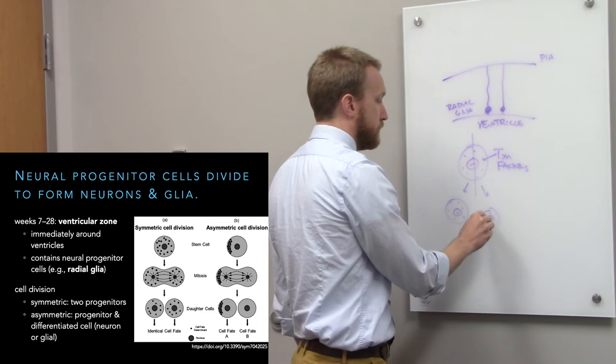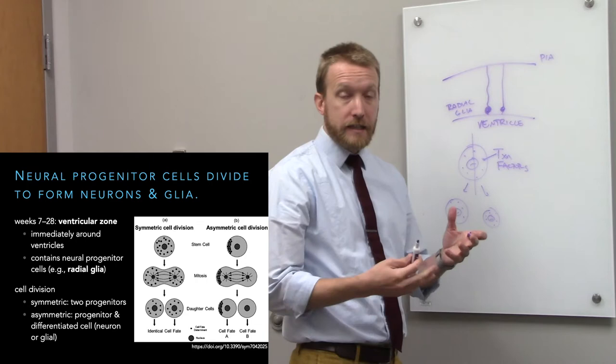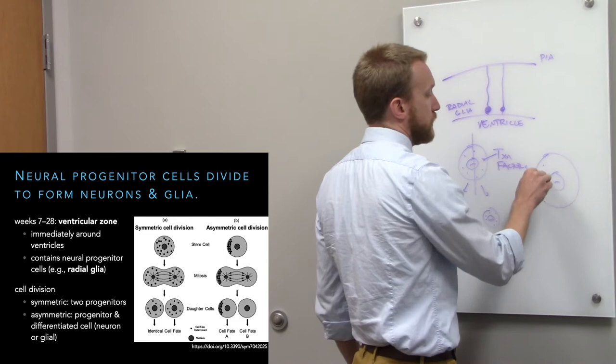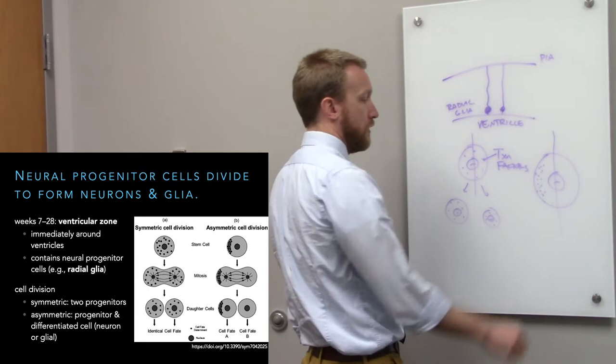Later in development, though, external cues actually help the cell pull the transcription factors to one side. Of course, there's different transcription factors that get put on the other side. But we'll forget about those for now. So now when we divide in half, we create two different types of cells.